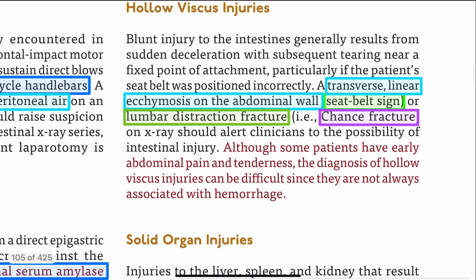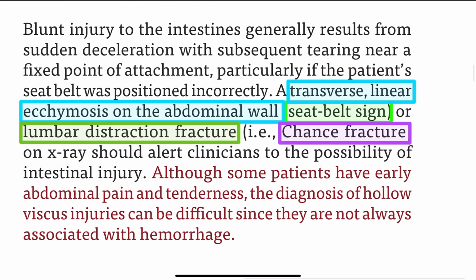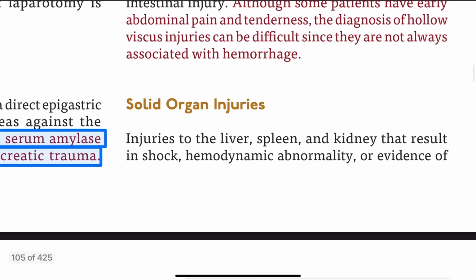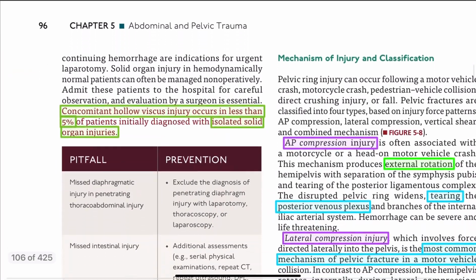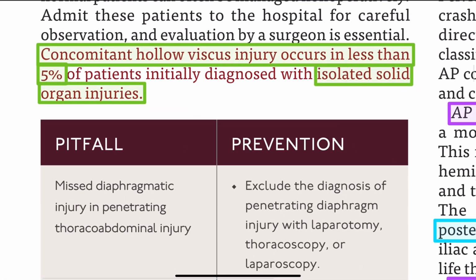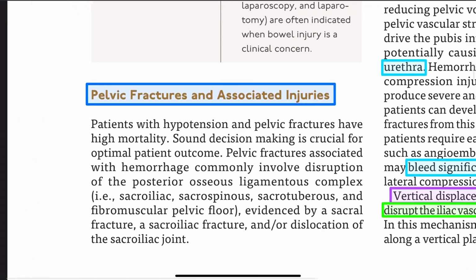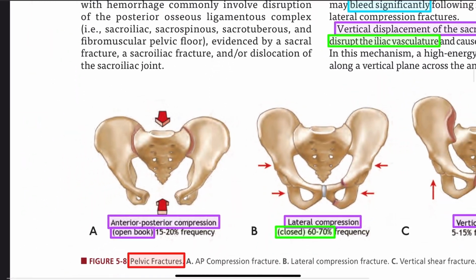Now come to hollow viscus injury. If you are getting a seat belt sign, that is transverse linear ecchymosis over the abdominal wall, or a Chance fracture, that is a lumbar distraction fracture, there is a high chance of hollow viscus injury. Now come to other solid organ injury. If you are getting isolated solid organ injury, there is a less than 5% chance of concomitant hollow viscus injury. Then pelvic fracture, important.